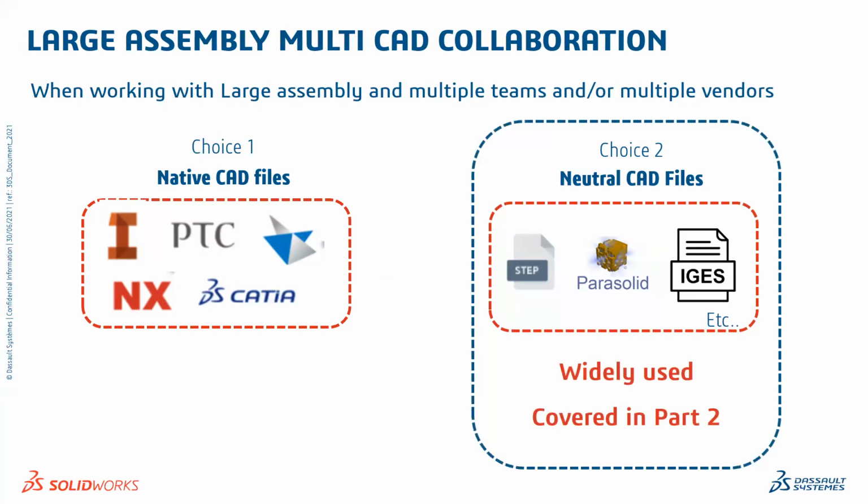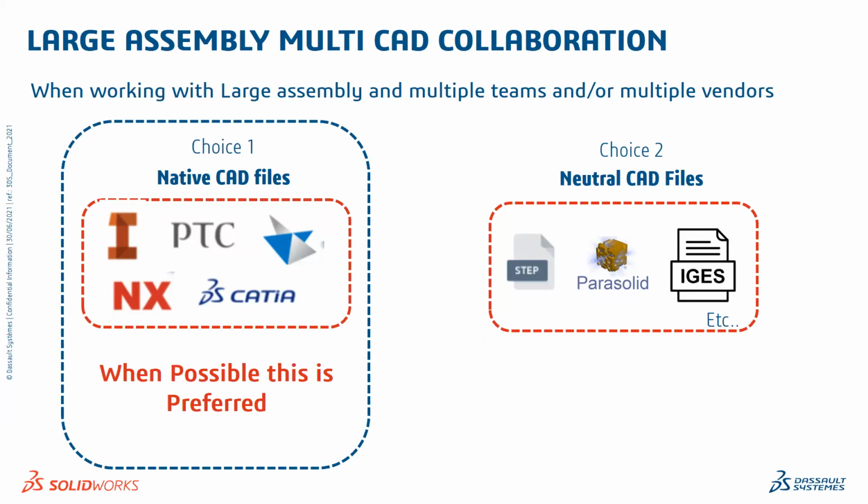So choice 2 is more widely used because people are unable to get a chance to learn how to work with native CAD files, especially those using SolidWorks, or people are restricted to getting only neutral CAD files. The complete handling of neutral CAD files from a large assembly perspective has been covered widely in part 2. You should not miss that one if you are handling neutral CAD files.